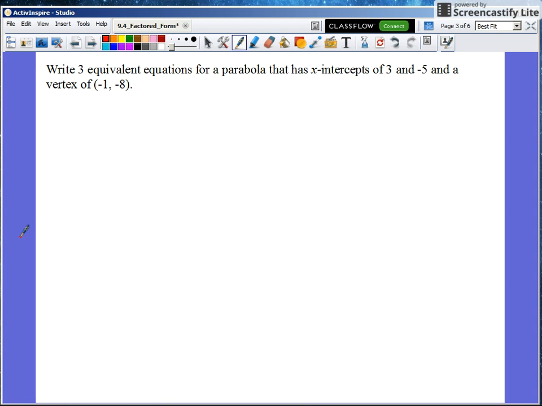Today we're going to write three equivalent equations for a parabola that has x-intercepts of 3 and -5, and a vertex of -1, -8. Our three equivalent equations for a parabola are standard or general form, vertex form, and factored form.